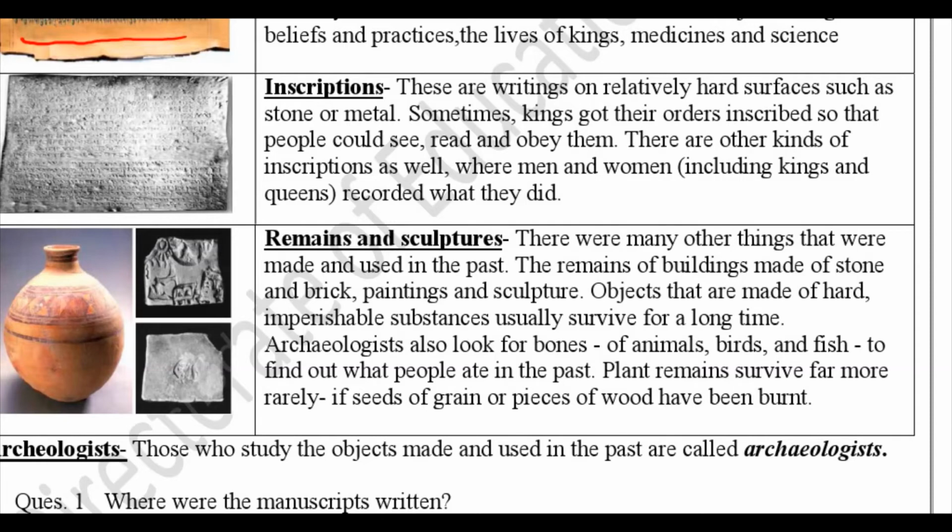Objects that are made of hard imperishable substances usually survive for a long time. Now I am trying to say that objects made of hard, very strong substances survive for a long time. It is not that objects which are not hard don't survive, but like the remains of a plant, obviously a plant is not that hard, so it will rarely survive till you see it. If seeds of grain or pieces of wood have been burnt, even then the plant will not survive, because by that time it will be dead if you view it after 1000, 2000, 3000 years. And sculptures are the paintings made on stone and all those.